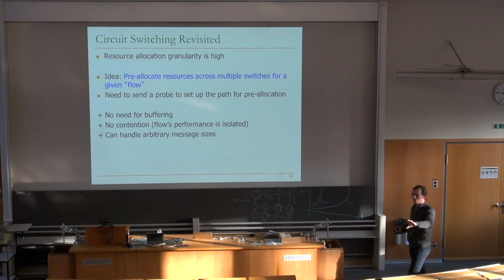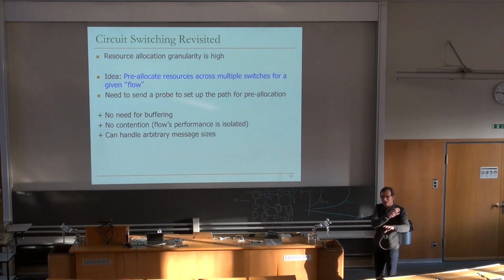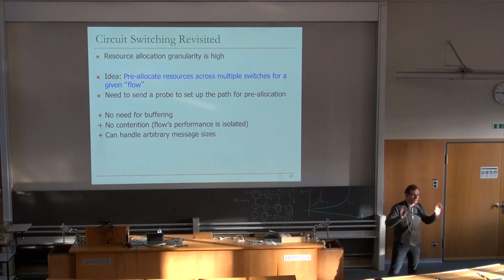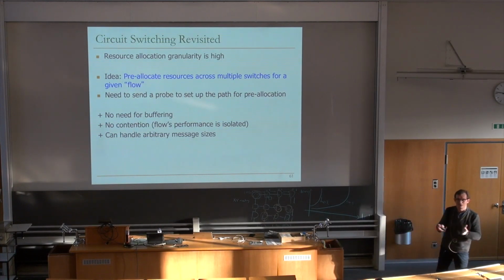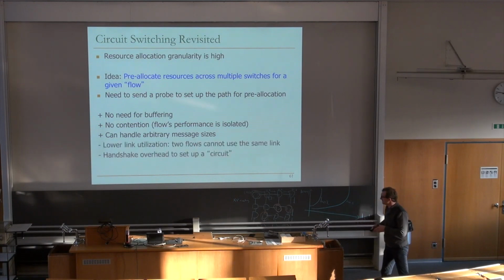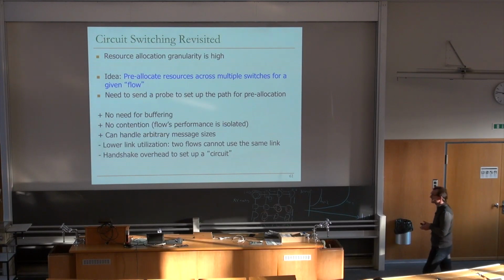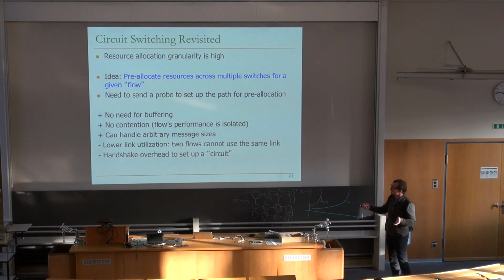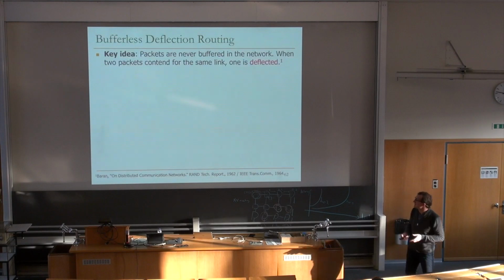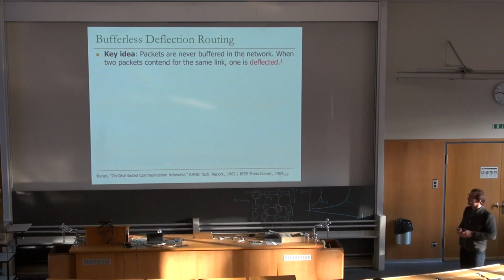Actually, once you start the circuit between the source and destination, you can send megabytes and megabytes of data, right? You just need to break it into packets or the flow control units. Well, whatever the network can transmit. The downside is you get lower link utilization because two flows cannot use the same link at the same time, and you have the handshake overhead to set up a circuit, as we've discussed. So that's one way. Another way is bufferless deflection routing.